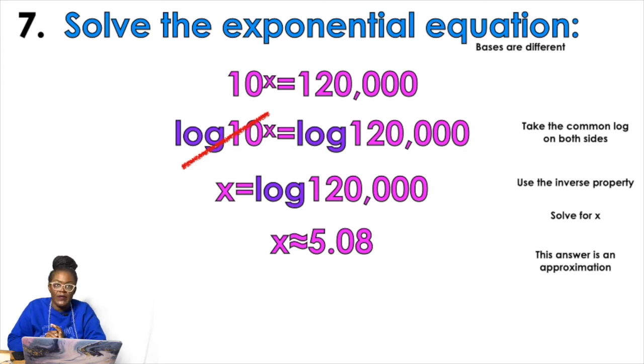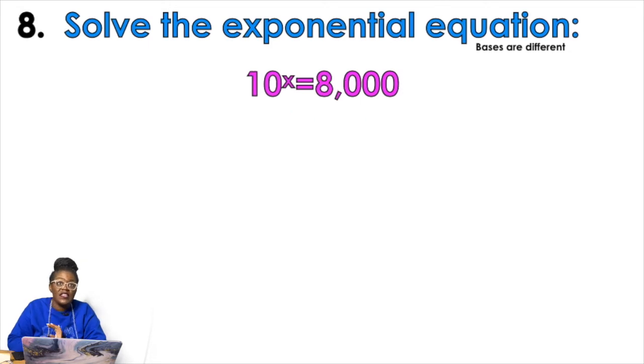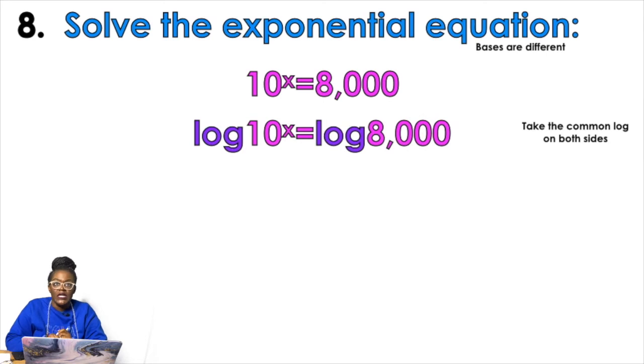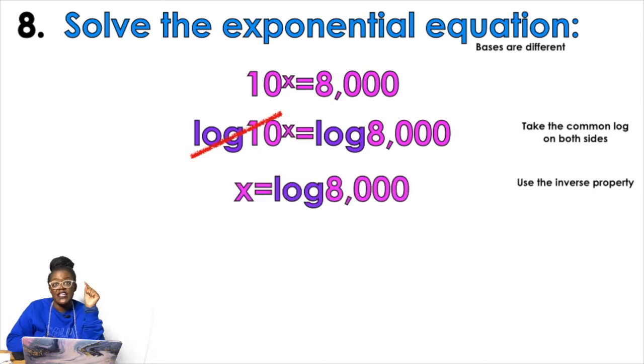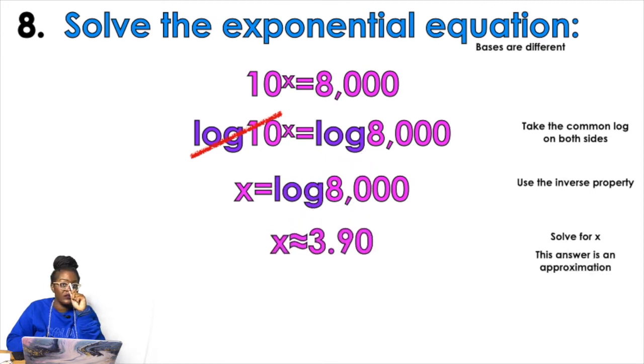It's that easy, promise. Okay, try this one by yourself, same thing. It's a base 10, what you gonna do? I hope you guys pause the videos. Okay, so take the common log on both sides. That common log allows me to use my inverse property, so that's going to cancel out log base 10, leaving me with x equals log of 8,000. This is our exact answer. This is our approximate answer, rounded to two decimal spaces.